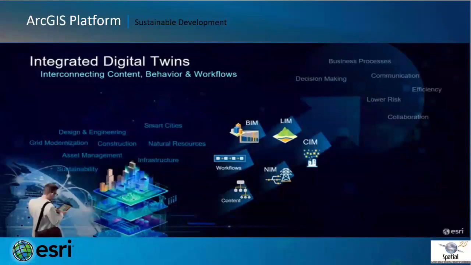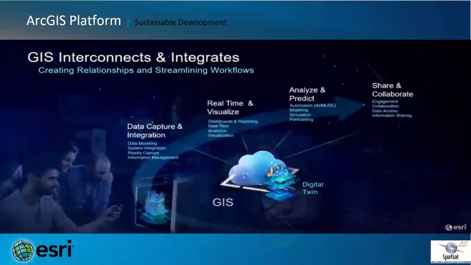The integrated digital twin is interconnecting content, behavior, and workflow. It's impacting design and engineering and smart cities, natural resources, asset management, sustainability through BIM, LIM, CIM, and NIM. It is enhancing business processes, communication, decision-making, and also collaboration. GIS is also interconnecting and integrated by creating relationships with streaming workflow. It captures and integrates data, visualizes in real time, predicts, analyzes, shares, and collaborates.